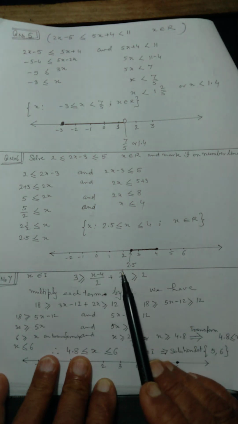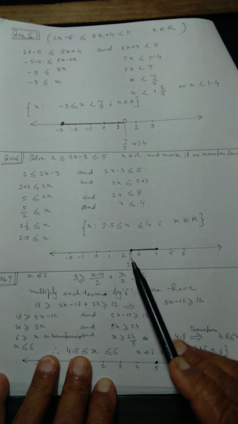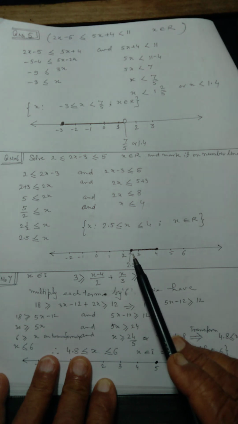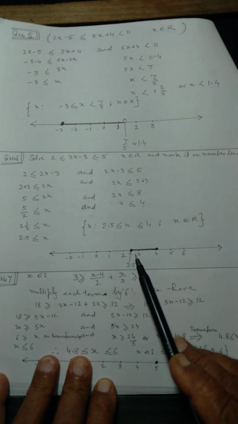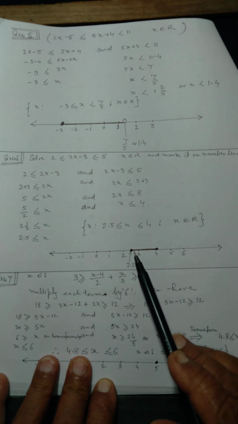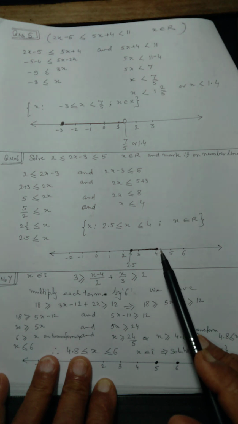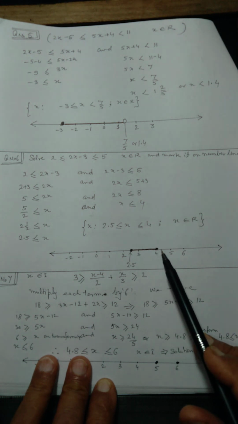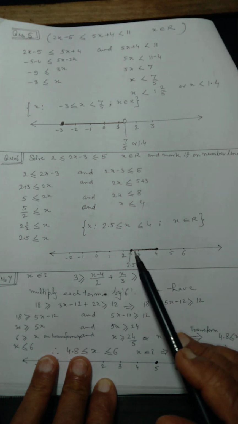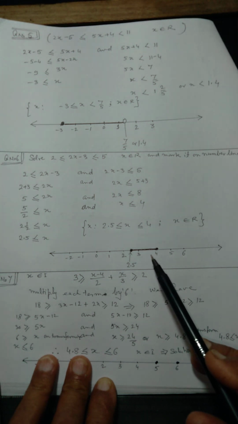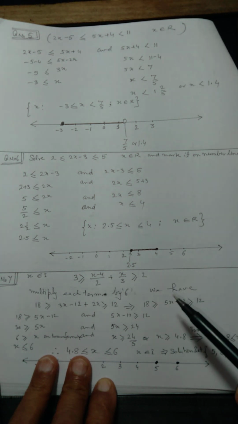Now on the number line, you see 2.5 will come in between 2 and 3. So the 2.5 point has been darkened, and this line has also been darkened, and 4 is also included. So 2.5 and 4, these 2 points are included, and the line between these 2 points is also included in the solution of question number 6.